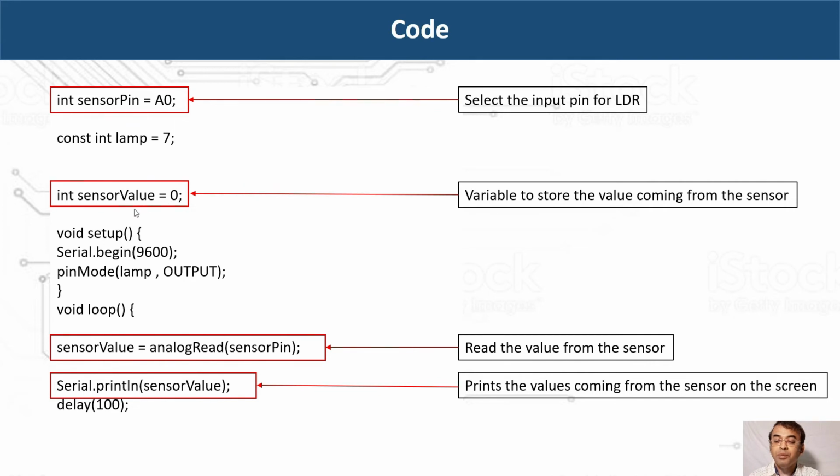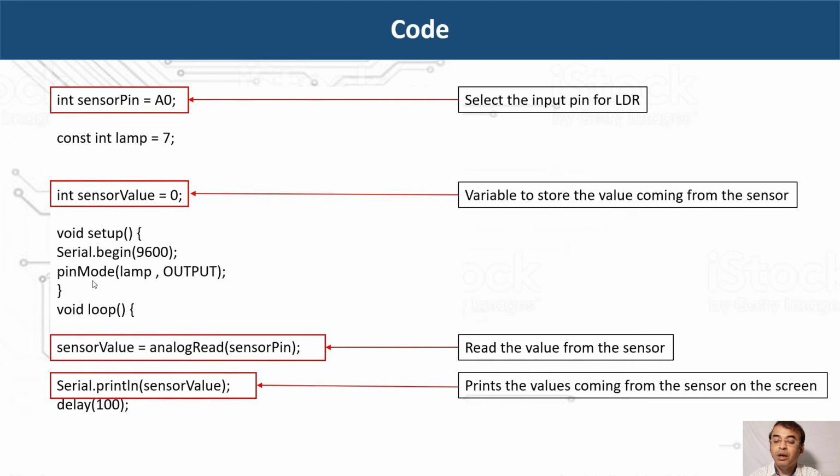Then this is the sensor pin value. This is a variable where we store the sensor value, the value coming from the sensor. This is the setup function. I have used Serial.begin 9600. This is the baud rate for serial communication.